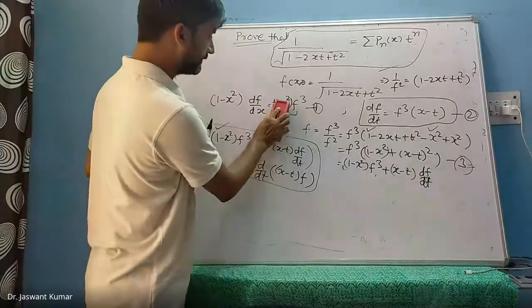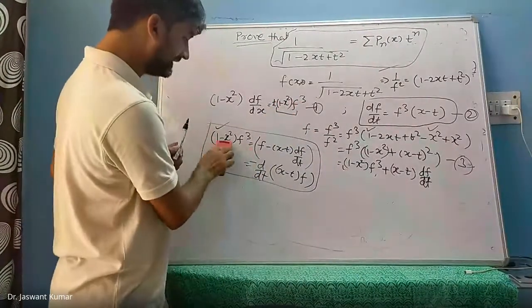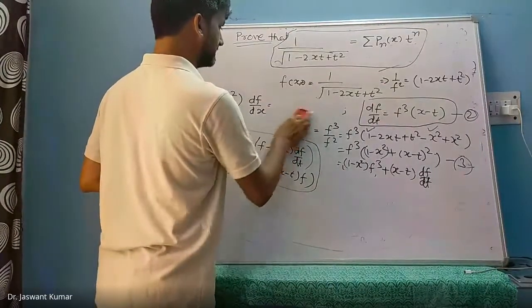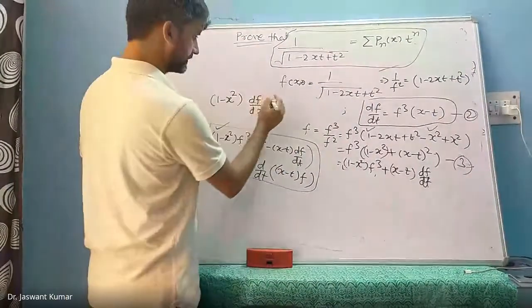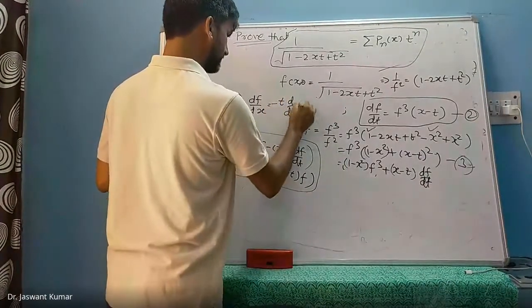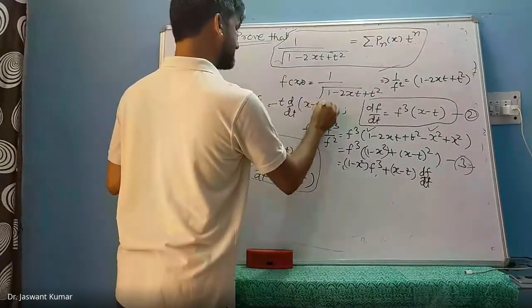है भाई, ये 1 minus x square f cube को हम क्या कर देते हैं, यहां से रख देते हैं. So this 1 minus x square f cube into t gets converted into minus t d by dt of x minus t times f.